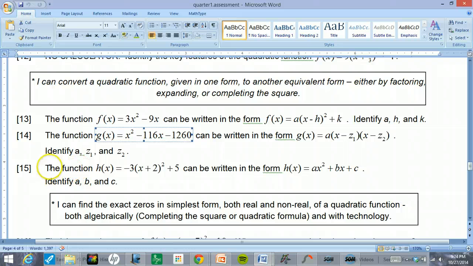The next function, number 15: the function h of x is negative 3 times (x plus 2) quantity squared plus 5. That function can be written in the form ax squared plus bx plus c, standard form. So we're given vertex form, we need to get it to standard form.